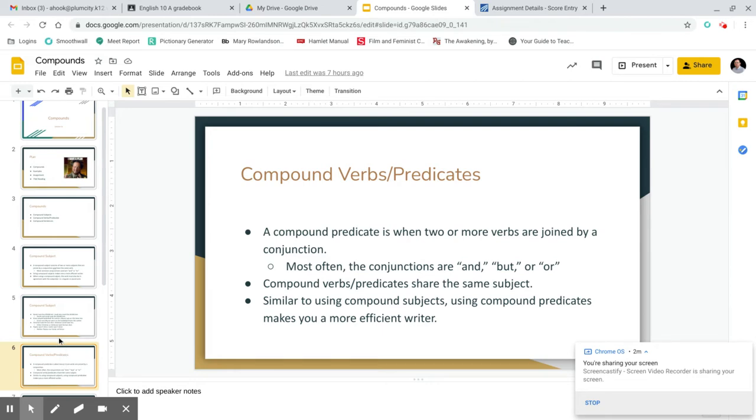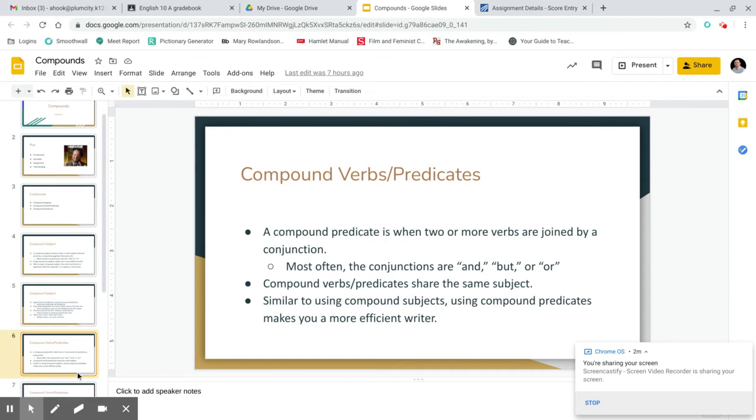All right, compound verbs and predicates. A compound predicate is when two or more verbs are joined by a conjunction. Most often the conjunctions are and, but, or. Compound verbs, predicates share the same subject, and then also similar to compound subjects, using compound predicates makes you a more efficient writer.